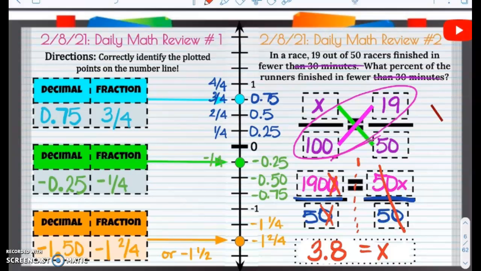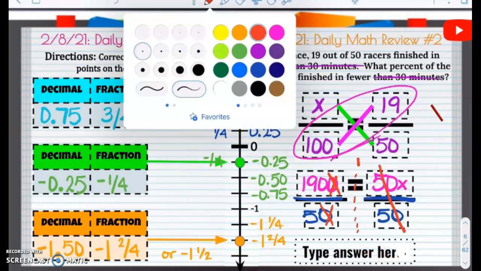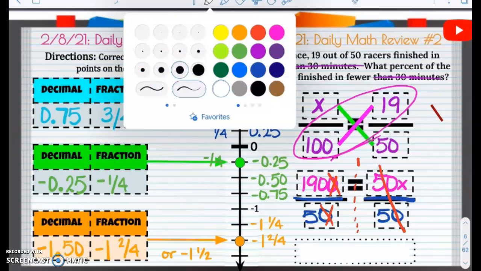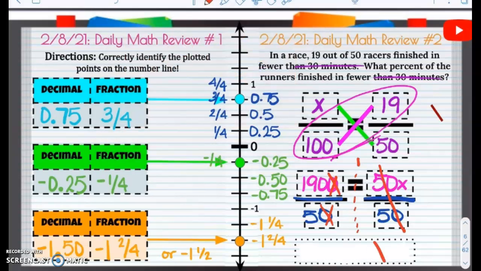Oh my goodness, I'm so sorry. That's divided by 5, not 50. My fault. x equals 190 divided by 5. Here we go. So 190 divided by 5 is 38. My apologies. So it's going to be 38%.